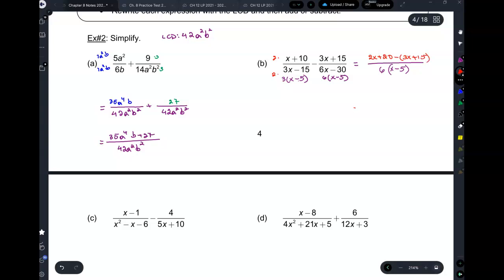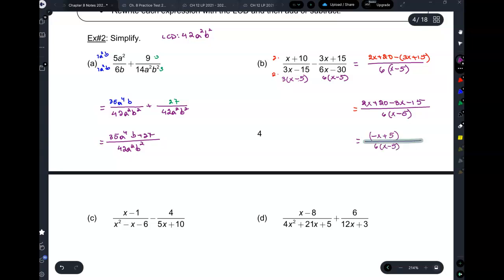So this becomes 2x plus 20 minus 3x minus 15 over this. So what is that, negative x? Okay, so it's negative x plus 5 over 6x minus 5.